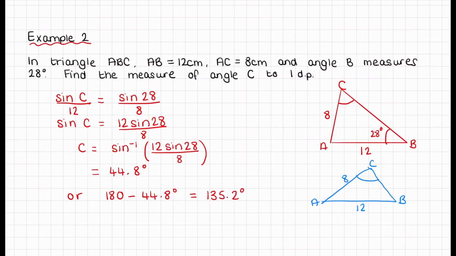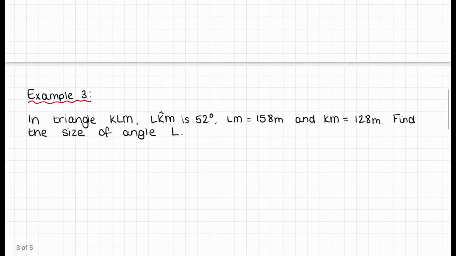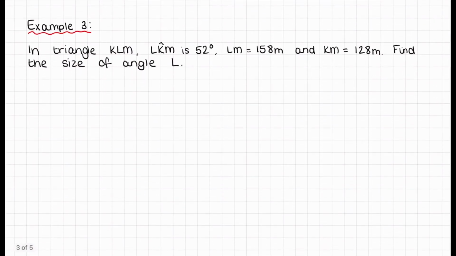So there are 2 possible solutions to this problem. Now, once again, this only happens with the sine rule and if we have 2 sides and 1 angle. It's the only time we can have an ambiguous case. All right, example 3. In triangle KLM, angle LKM measures 52 degrees, LM is 158 meters, KM is 128 meters. Find the size of the angle.